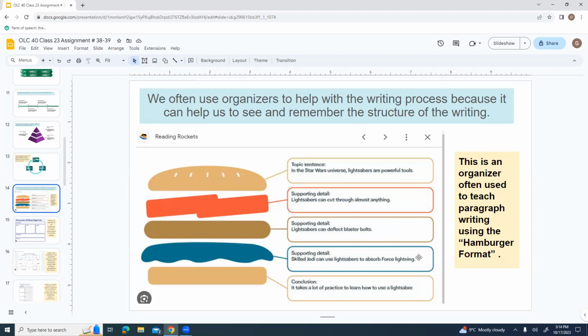Skilled Jedi can use lightsabers to absorb force lightning. It takes a lot of practice to learn how to use a lightsaber.